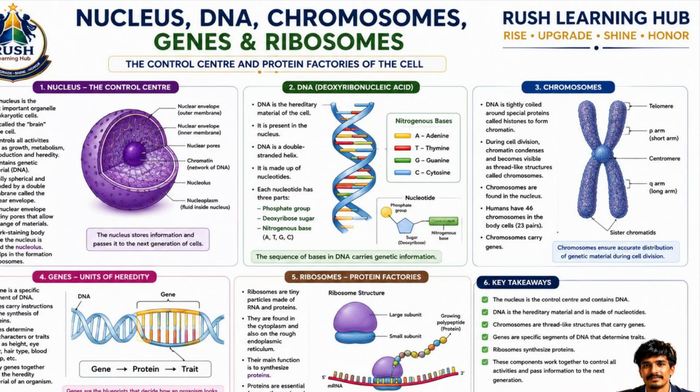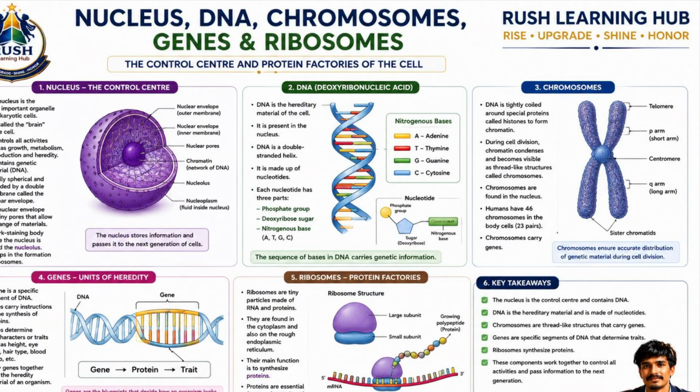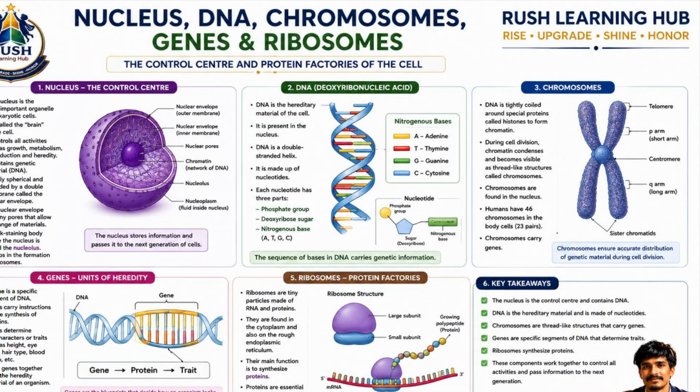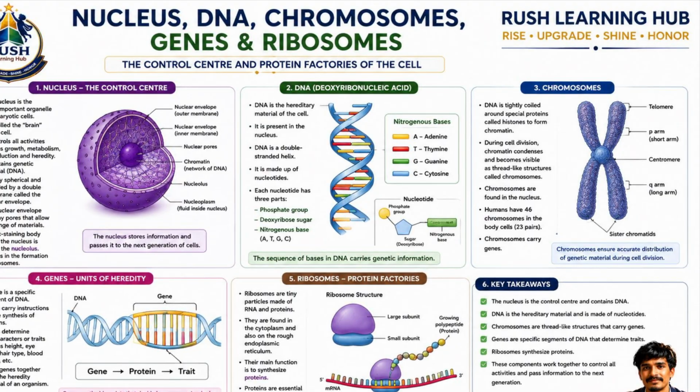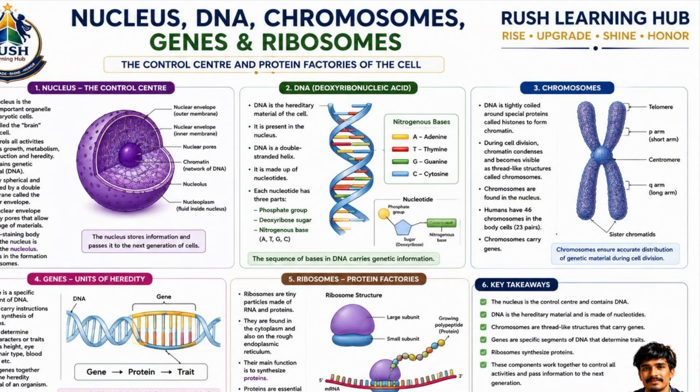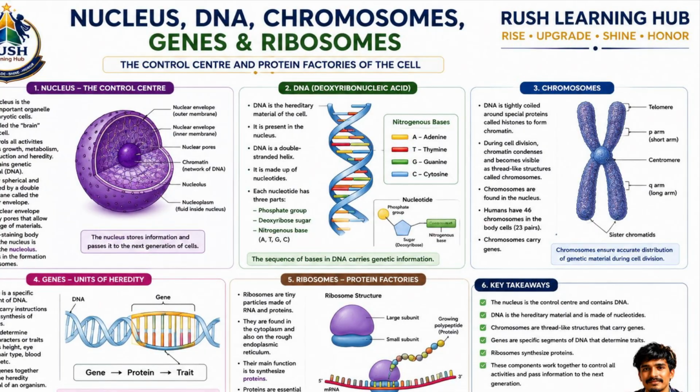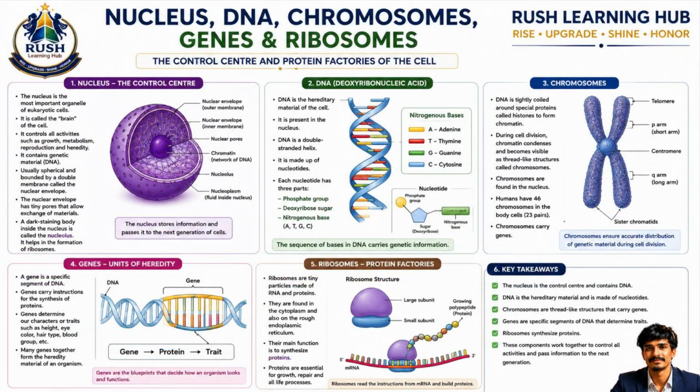DNA has a unique double helix structure, which resembles a twisted ladder. This structure was explained by James Watson and Francis Crick in 1953. DNA is made up of smaller units called nucleotides. Each nucleotide consists of three components: a phosphate group, a deoxyribose sugar, and a nitrogenous base.